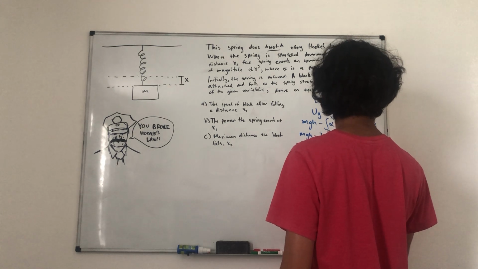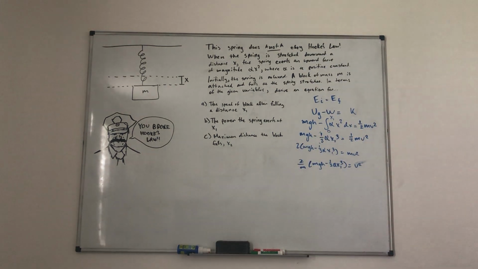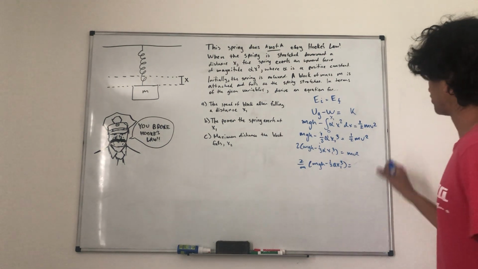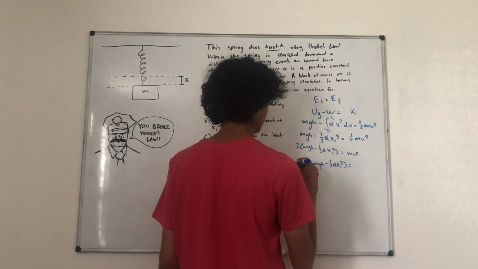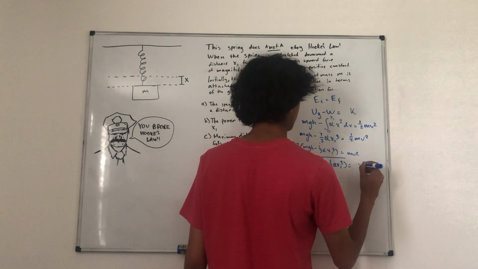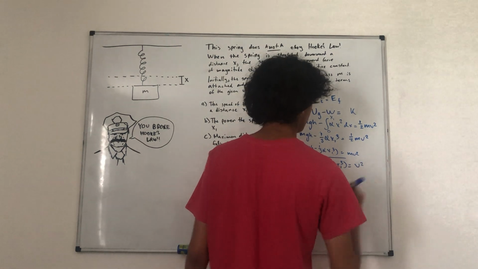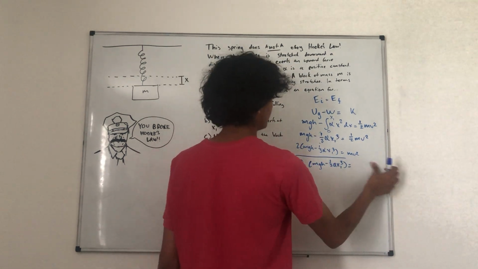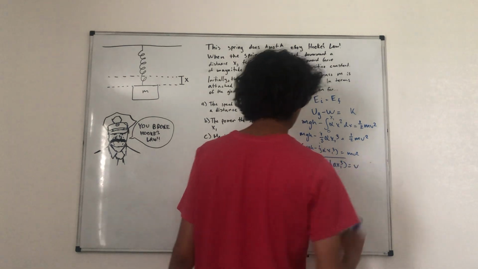And then we're left with the v squared. So we take the square root, and you get this expression. Not v squared, just v. So this would be our answer for A.